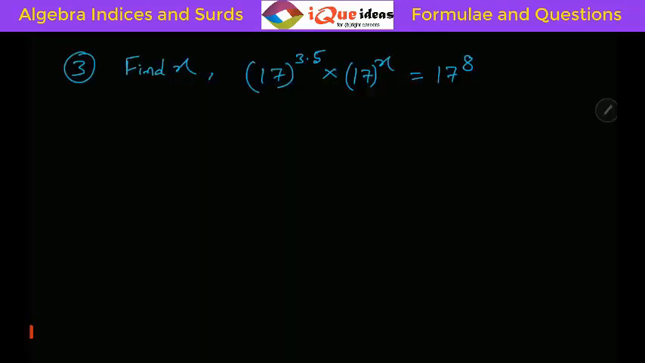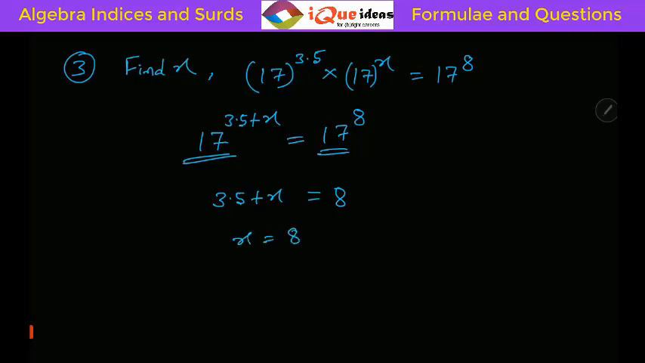Now this says find x, and the equation is 17 to the power 3.5 into 17 to the power x is equal to 17 to the power 8. This is a very simple question. On the left hand side the powers get added. So 3.5 plus x is equal to, and on the right hand side it will be 17 to the power 8. Now both sides the base is 17. So we can say 3.5 plus x is equal to 8. So very simply x is equal to 8 minus 3.5, which is equal to 4.5. So the answer of this question is 4.5.